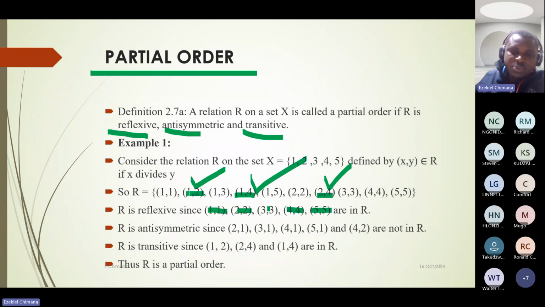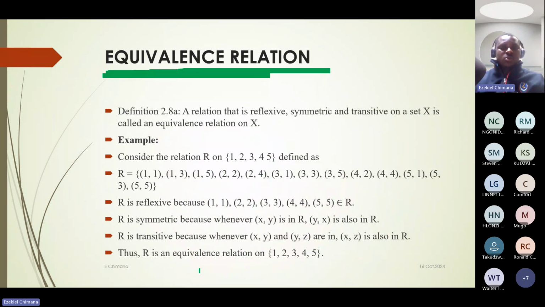So this one must also be related to 1, 4. Because of that, we can say that this is also a transitive relation. So if you have 1, 2, and then 2 being mapped to something, this one must also be mapped to that thing. So this is a transitive relation. After confirming all these relations, reflexive, antisymmetric, and transitive, you can say this one is a partial order.